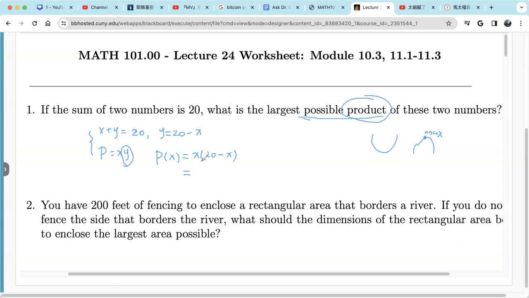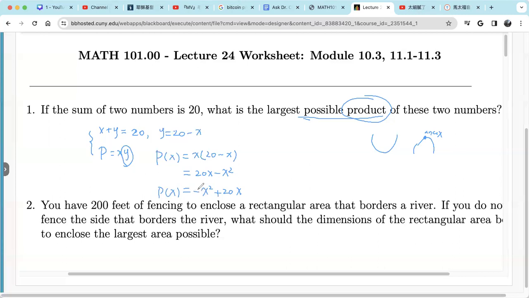So distribute x, so x times 20, got 20x. X times negative x, got negative x squared. So let's write it in order. We write the square term first, then the x term second. So negative x squared, positive 20x. So now clearly this is a quadratic function. And the leading coefficient is -1, right?